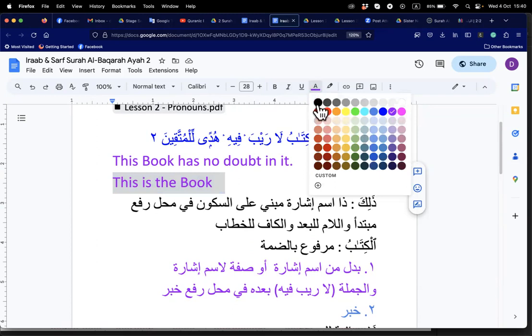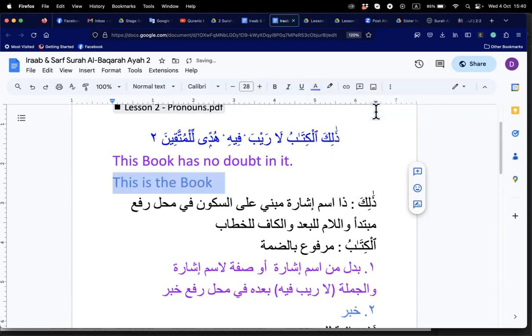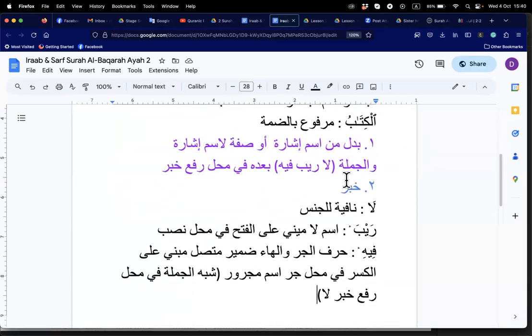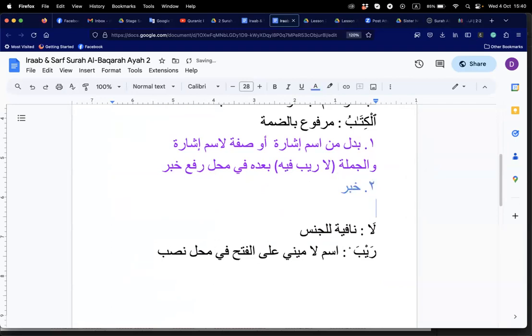There is no doubt in it. That also covers, right? Two covers here. So you're saying that this part will be the khobar thani? Yes, good. So if you say this, then actually there are two ways to look at this.